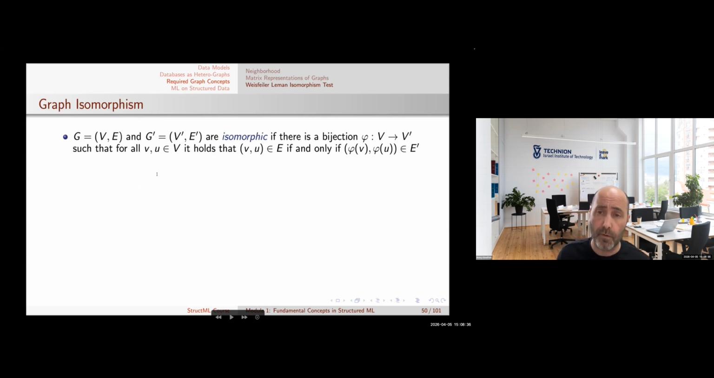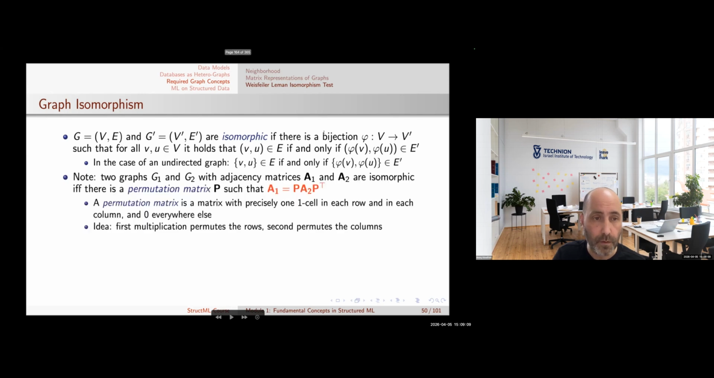So two graphs are isomorphic if they are essentially the same up to renaming of vertices. Which means that there is a bijective function that matches every node of G to some node of G prime, so that two source nodes of G are neighbors if and only if their images are neighbors, and there's the undirected and the directed versions of this concept.